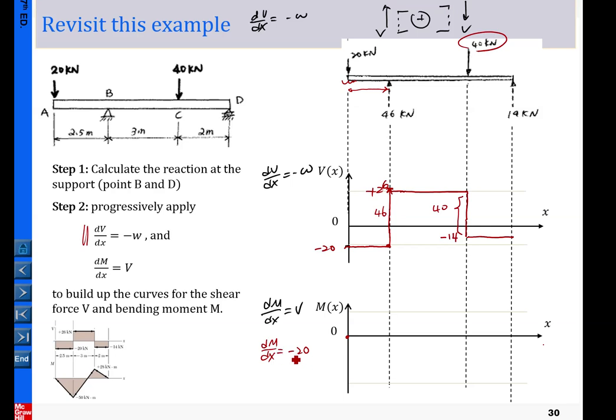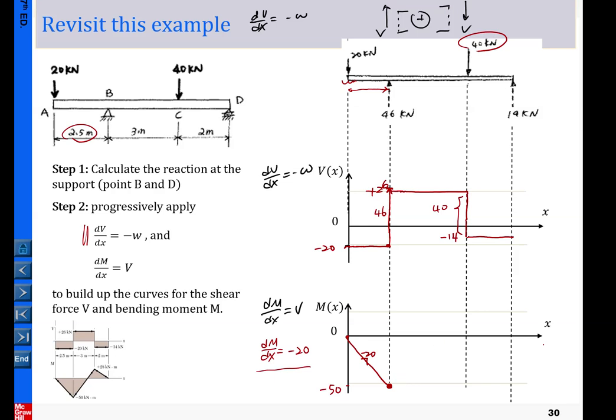Because dM/dx equals a constant, a negative constant slope, we can say that's a straight line like this. I like this form. Okay, so the slope is minus 20 here. And now to proceed, you need to calculate where it ends. So 20 multiplied by this distance of 2.5, so it ends up at minus 50 here. Okay, so you need to know where that will start for the second segment.